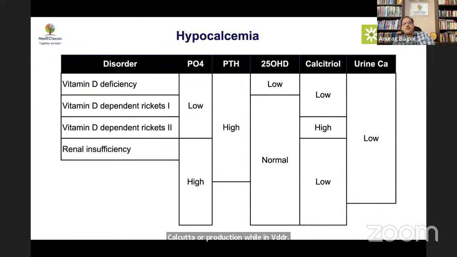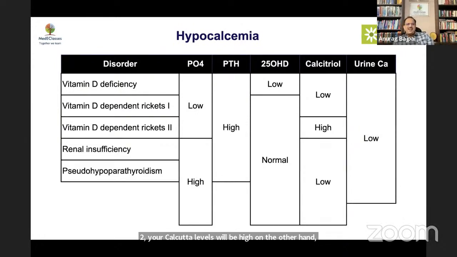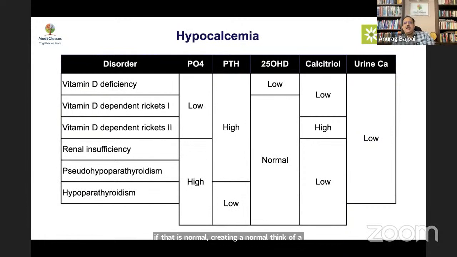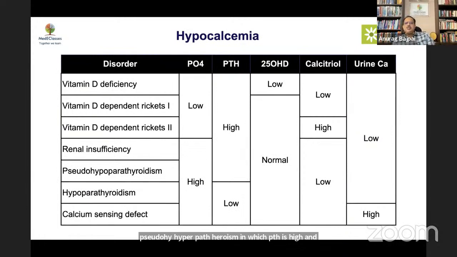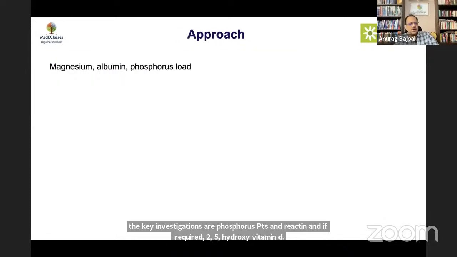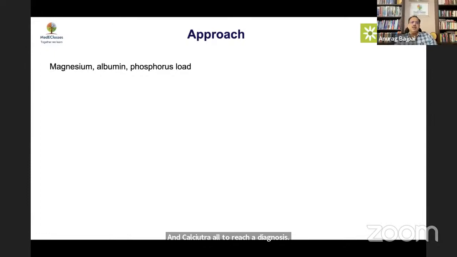On the other hand, if your phosphorus is high, rule out renal failure. If that is normal, creatinine is normal, think of a pseudohypoparathyroidism in which PTH is high, and hypoparathyroidism and calcium sensing receptor defect where your levels of PTH are low. So the key investigations are phosphorus, PTH, and creatinine, and if required, 25 hydroxy vitamin D and calcitriol to reach a diagnosis. So the initial evaluation is to look at the magnesium, albumin, and phosphorus load.